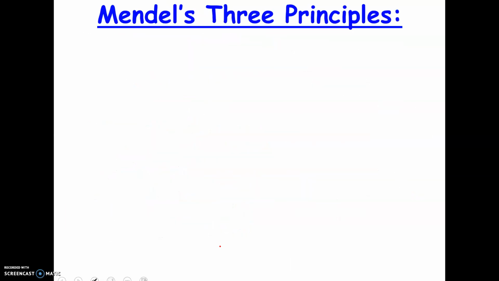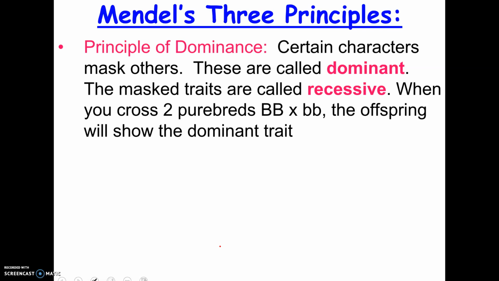Okay, so he came up with 3 principles from this. The first principle was the principle of dominance. This is easy. It says some characteristics or traits mask others. He called the ones that mask the others dominant. It doesn't mean that big T somehow deactivates little t. That's really important. That's like a misconception.